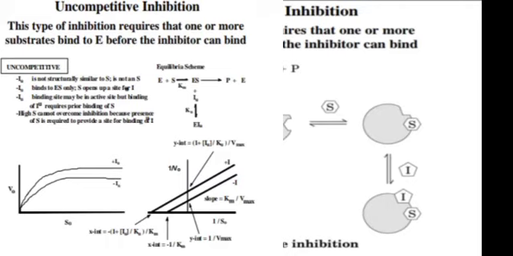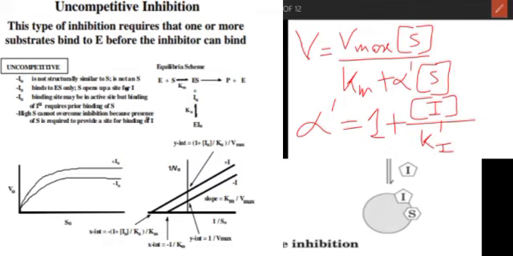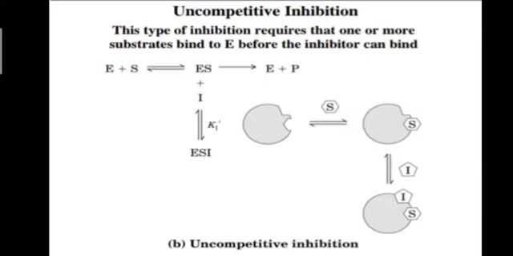In the presence of an uncompetitive inhibitor, the Michaelis-Menten equation is altered to V0 equals Vmax multiplied by the concentration of substrate divided by Km plus alpha prime multiplied by substrate concentration, where alpha prime is equal to 1 plus the inhibitor concentration divided by K prime I, and K prime I is equal to ES.